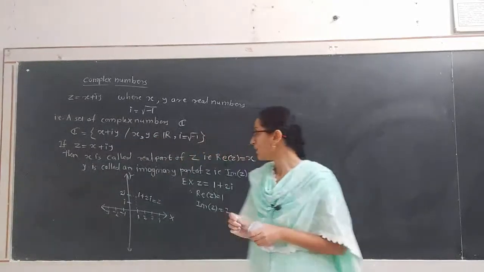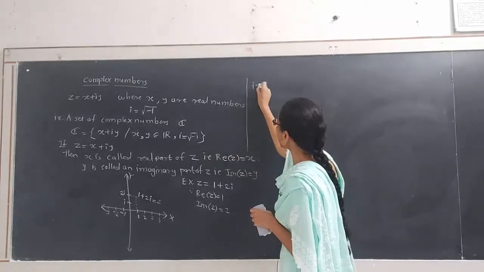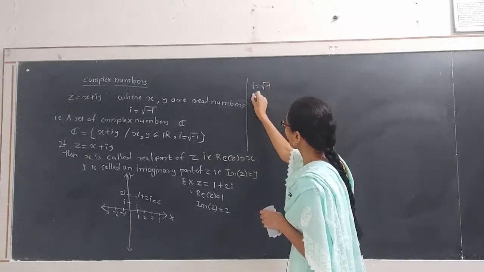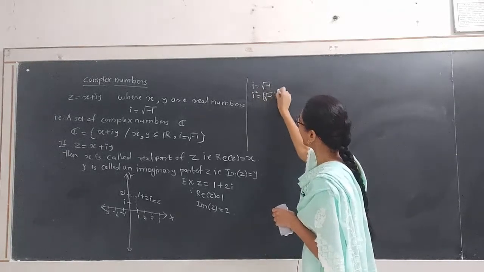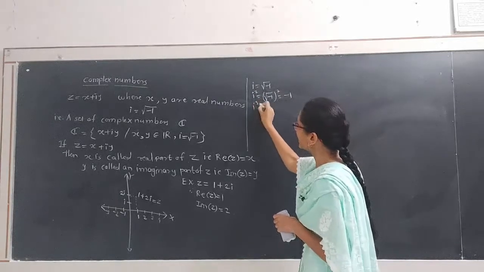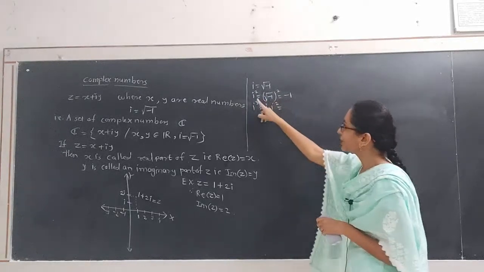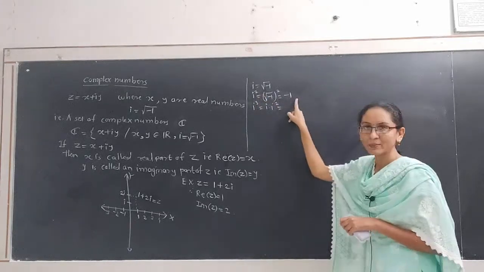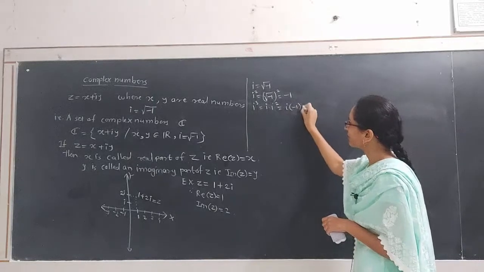We have the value of i is equal to square root of minus 1. Remember these things. i is equal to square root of minus 1. So i square is equal to root of minus 1 squared. It will be minus 1. i raised to 3 is equal to i into i square. But we know the value of i square, which is minus 1. So i cube will be i into minus 1, which is equal to minus i.